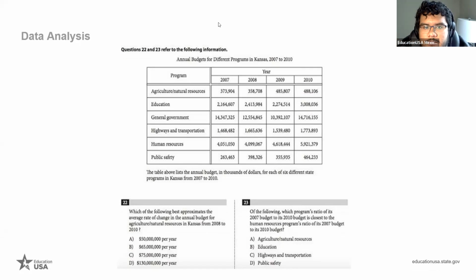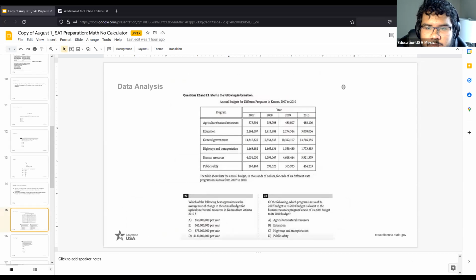So, Diego posted the correct answers, and both answers here are B and B. So the first one would be 65 million a year, and the second one is education. Let me go ahead and explain this problem, and let me just screen grab this and paste it into the thing so I don't have to worry about the data.